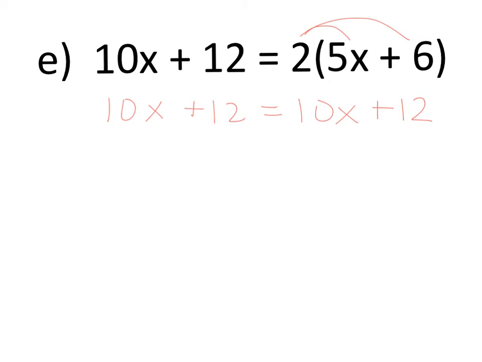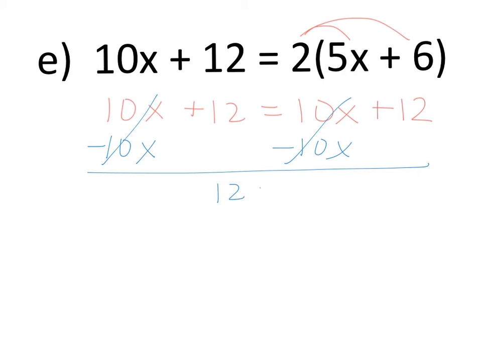Now, if you didn't realize that they're the same on both sides, and you subtracted the 10x from both sides, so I'm going to go ahead and subtract the 10x from both sides, and those will cancel, and you're going to get 12 equals 12. So again, now you see that they're the same on both sides. Whether you saw it back here at 10x plus 12 and 10x plus 12 or 12 equals 12, it's going to be the same thing.